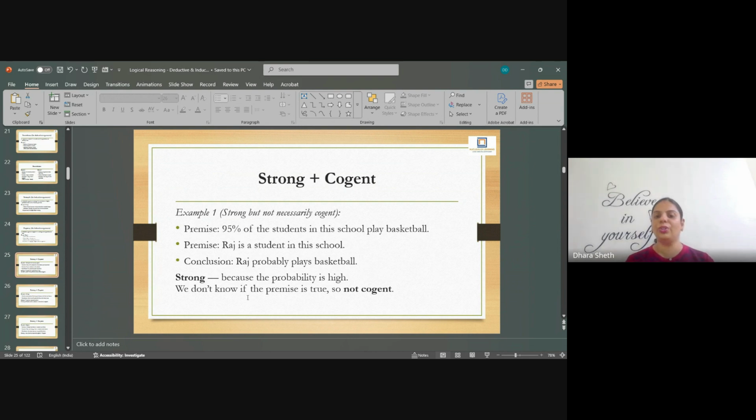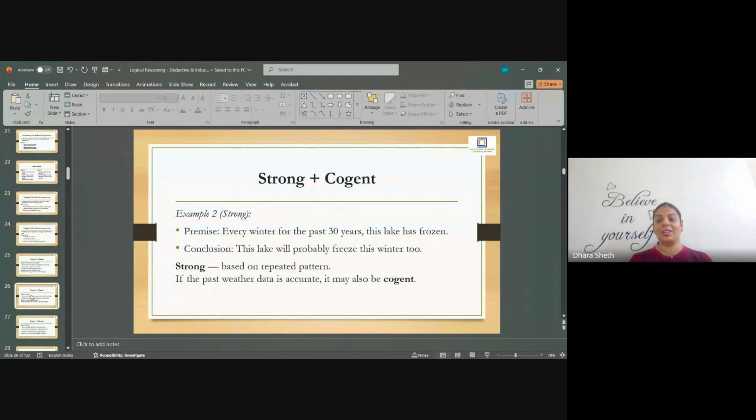But we don't know if the premise that 95% of the students in the school play basketball is actually true. We do not know that. That is why it is not cogent. It is not something like cats fly in the sky. We know that that does not happen, so we know that the premise is untrue. But in this case, we are not sure of it. It's not given that the premise is true.